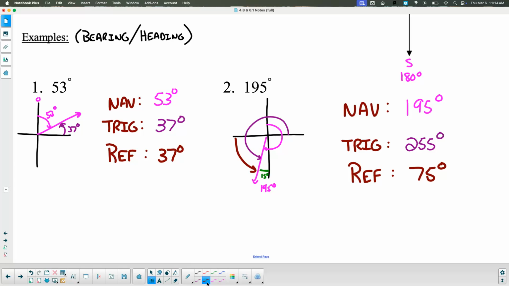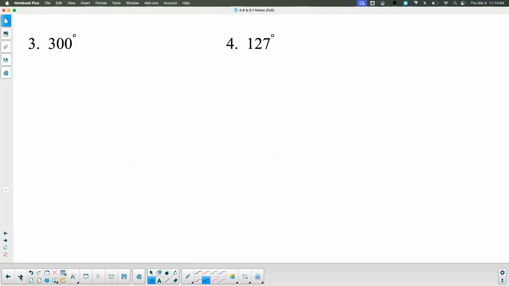Tomorrow, we'll learn a 4th way to navigate with another way for the angle. What I'd like you to do right now is try these next two. Find me the navigation angle, find me the trig angle, and find me the reference angle for those two.